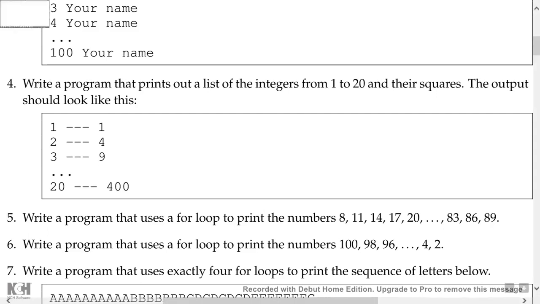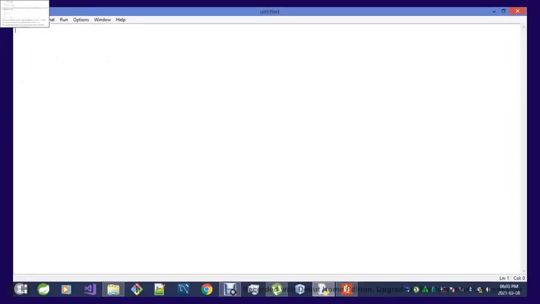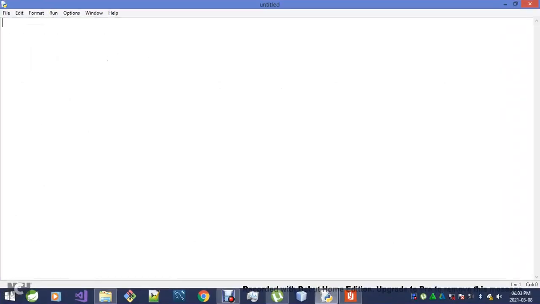1 is 1, 2 corresponds to 4, 3 corresponds to 9, and 20 corresponds to 100. Let's see. This is going to take at most 3 lines of code. As a matter of fact, it will take only 2 lines of code.